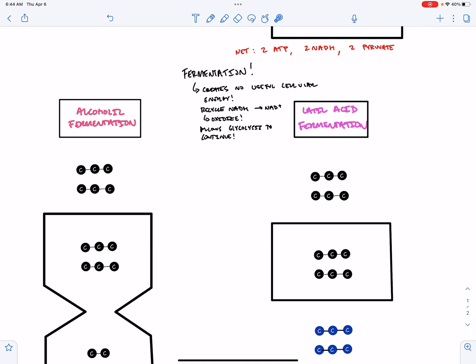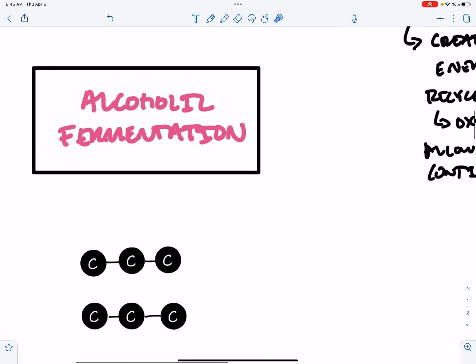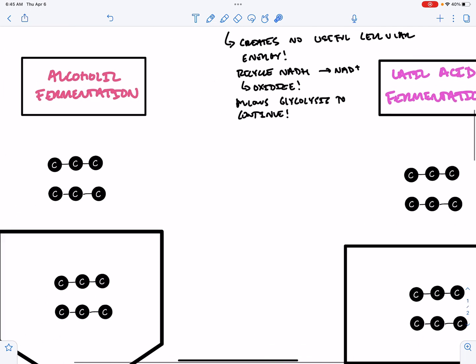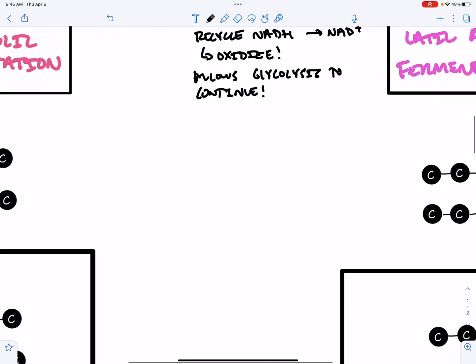Okay, the inputs to fermentation, regardless if you are an alcoholic fermenter or a lactic acid fermenter, are the same. They both start with pyruvate.